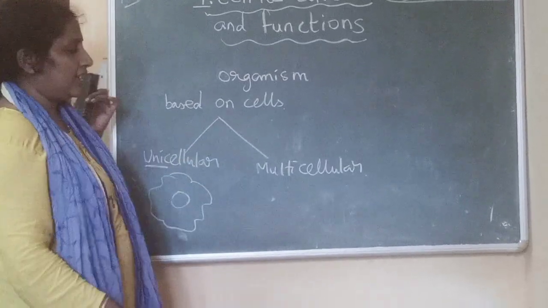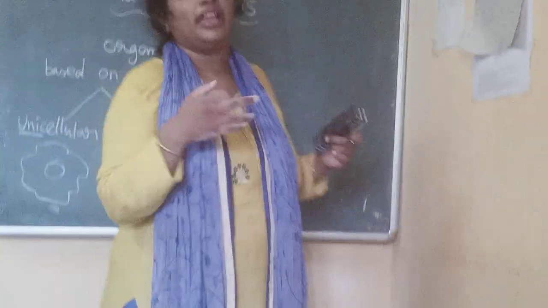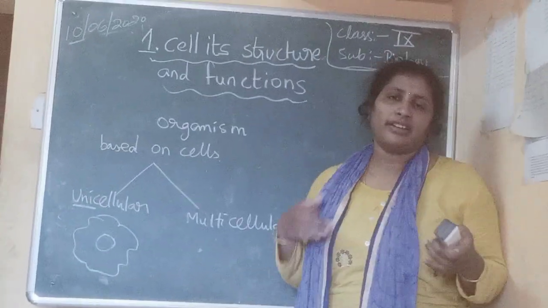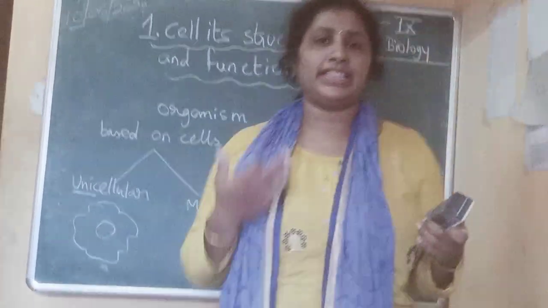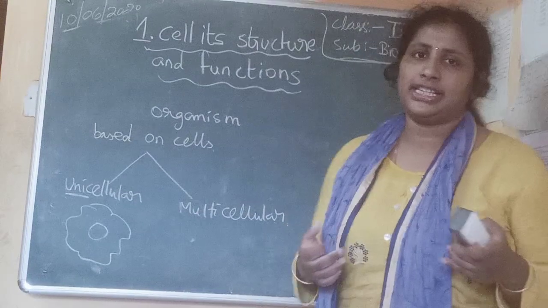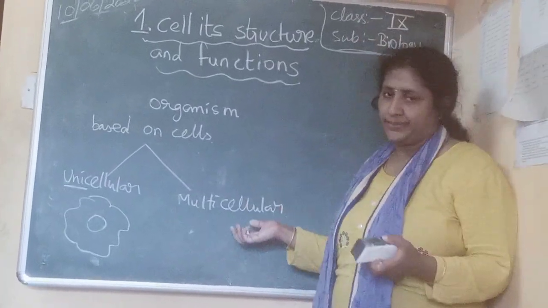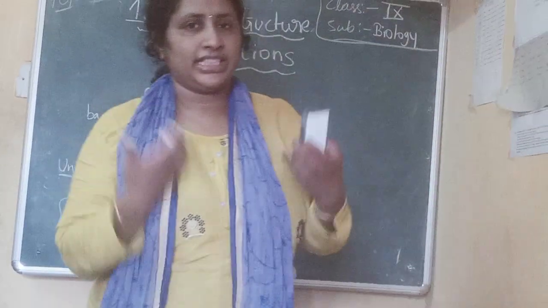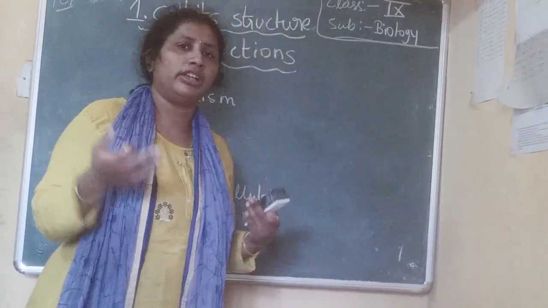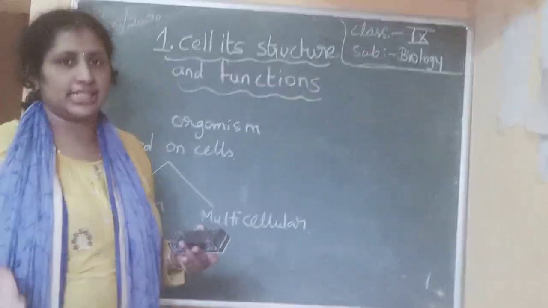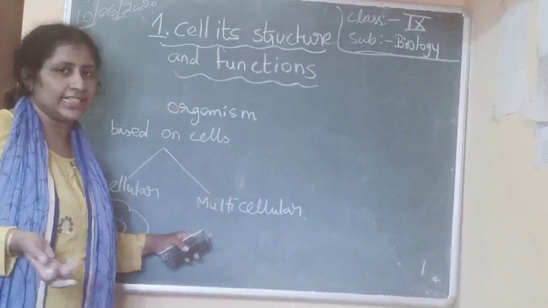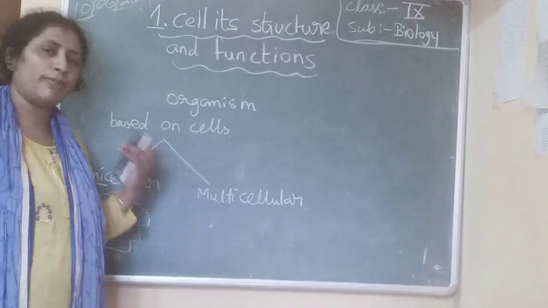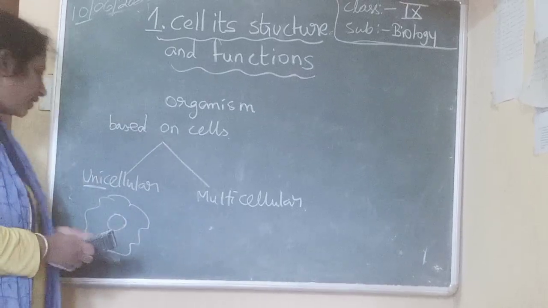Coming to multicellular, you have so many cells. If you see a human being, nearly 700 trillion cells are present in our body. These cells together form tissue, tissues together form organs, and organs together form organ systems. So they are multicellular, means so many cells are present.